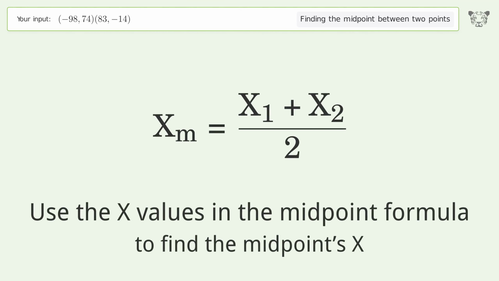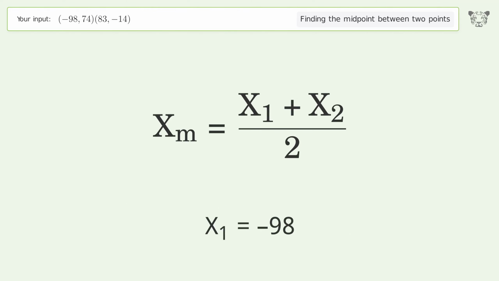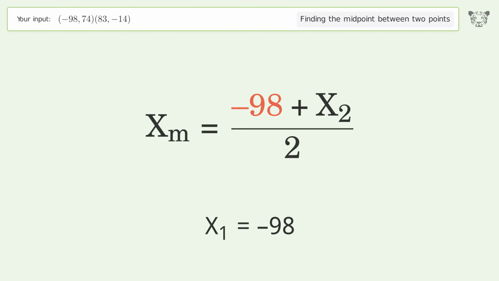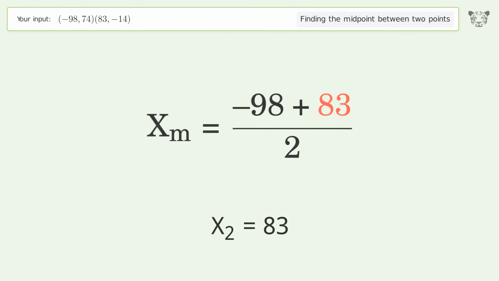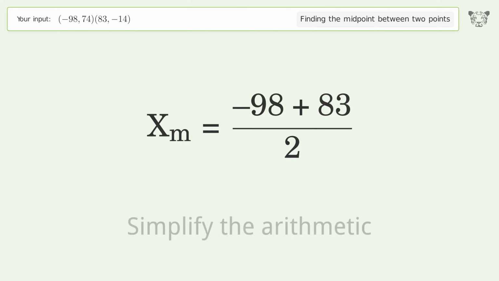Use the x values in the midpoint formula to find the midpoint's x. x1 equals negative 98. x2 equals 83. Simplify the arithmetic.